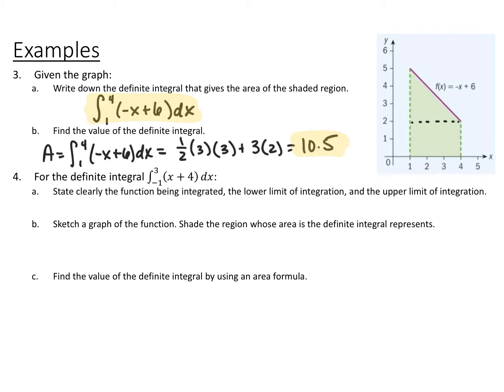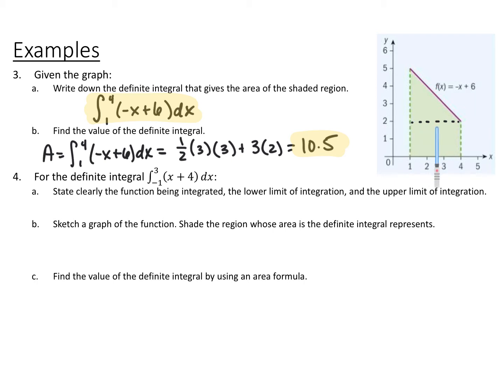So for the definite integral, we have our integral symbol, which represents a sum because you're adding up area. And our lower limit here, we started at x equals 1, and our upper limit, we ended at x equals 4. And then in parentheses, you just put whatever the function is, so negative x plus 6. And then on the end, dx just tells you that you're taking the integral, or the area, with respect to the variable x.